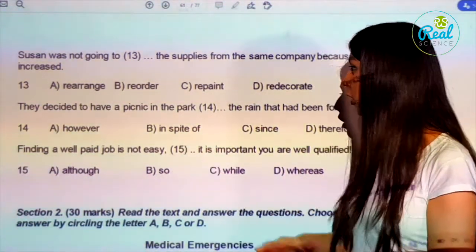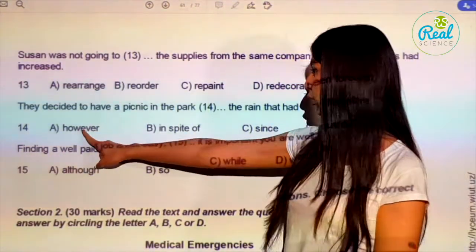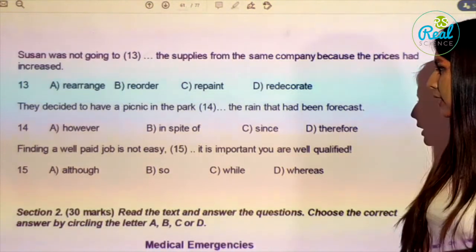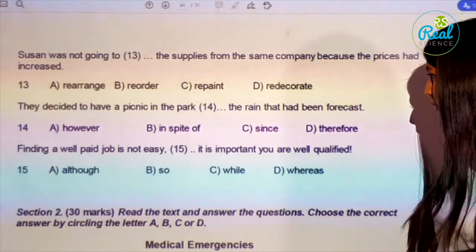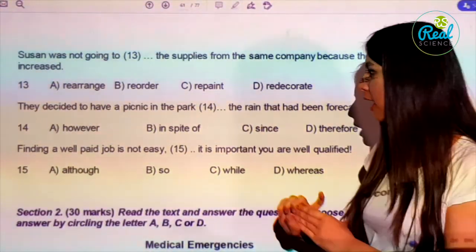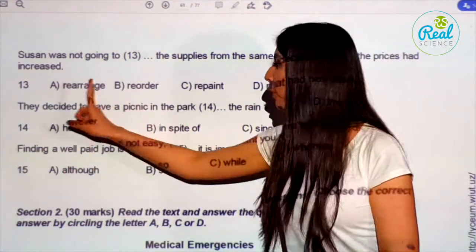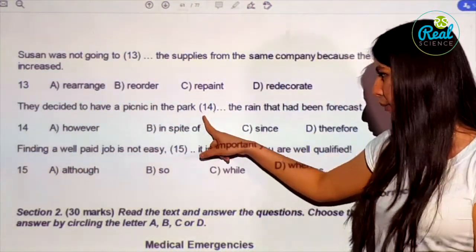In spite of. No. However, not if you... However, they decided to have a picnic in the park in spite of the rain. No, guys, "however" should not be put here. Why? Because they decided to have a picnic in the park.